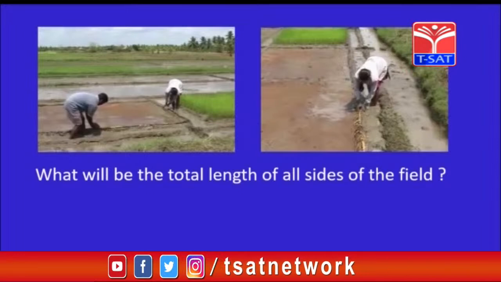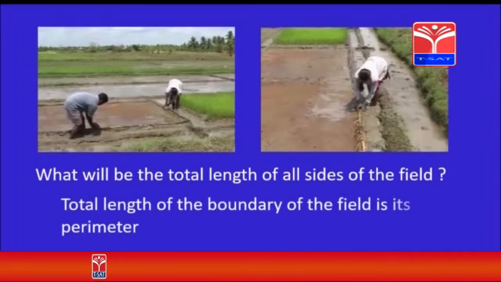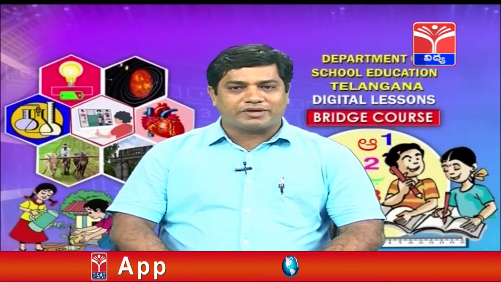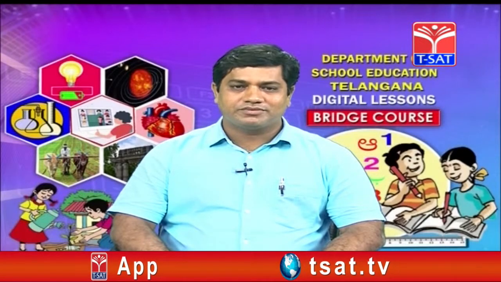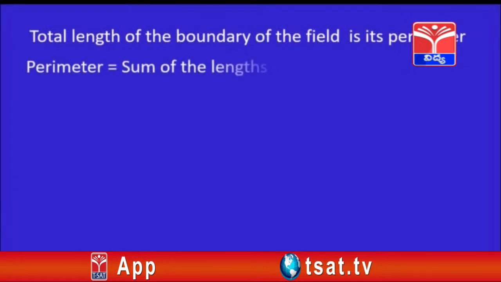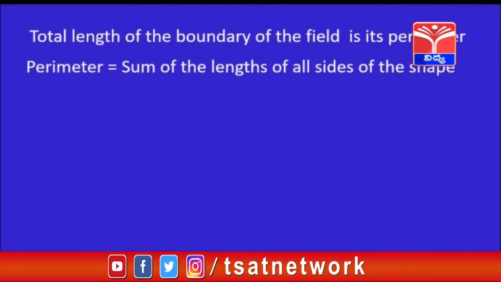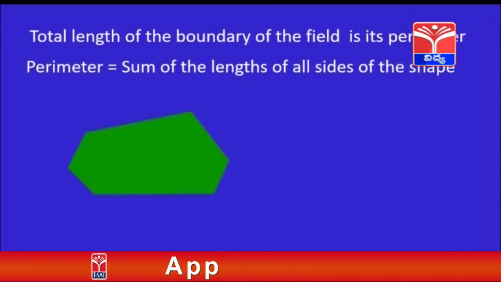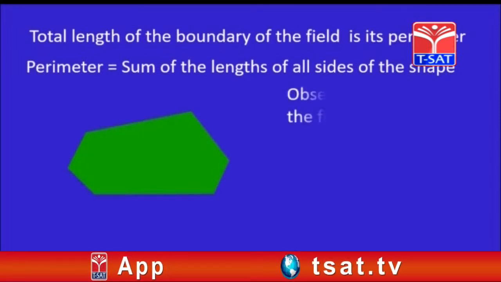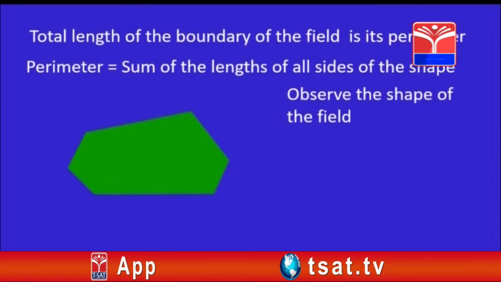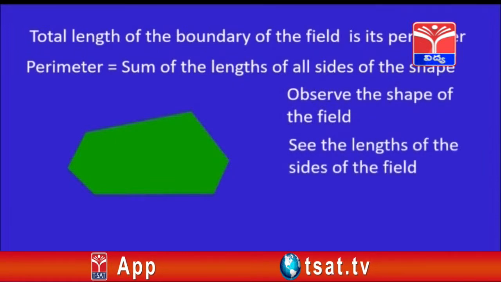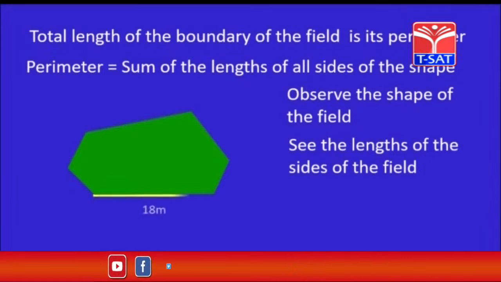Here the total length of the sides of the field will be its perimeter. To know the perimeter of any shape, we need to find the lengths of the sides. Perimeter is nothing but the sum of the lengths of all sides of the shape. Let us take one example here. We have one polygon shaped field here. Observe this field. Some line segments we can see. The lengths will be given like this. The first length is given as 18 meters.